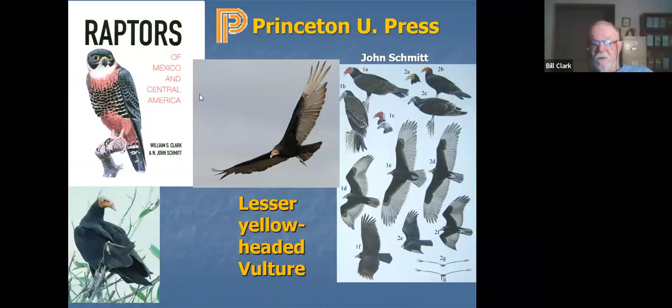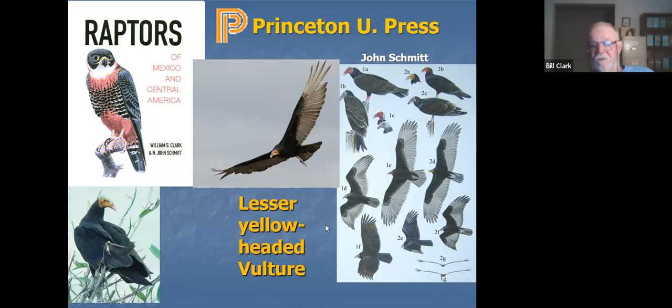Okay, so in the book I wrote, a field guide for the raptors of Mexico and Central America, here we cover the Lesser Yellow-headed Vulture, which has also been called the Savanna Vulture. And it occurs only in the New World and only in Mexico and Central America. And it has a very different head color.